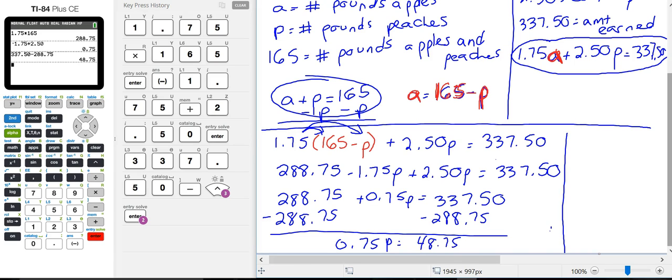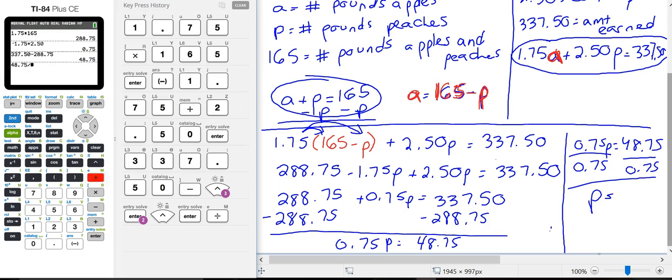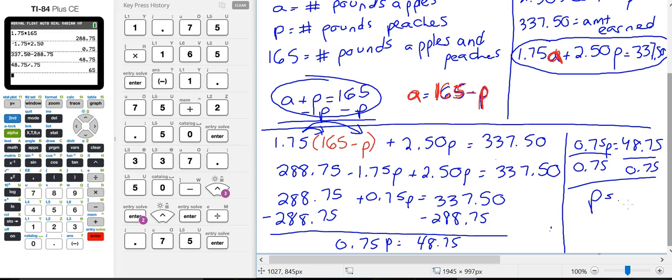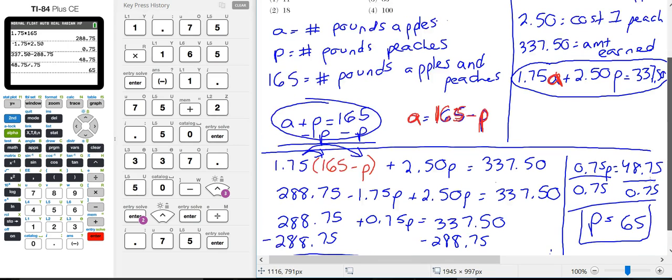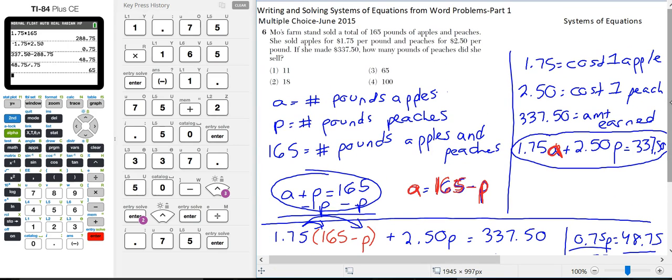Let's move this to the next column. 0.75P is equal to 48.75. Divide by 0.75, divide by 0.75. P is equal to 65. That means that she sold a total of 65 pounds of peaches. Let's go back to the answer choices, and that is choice 3.